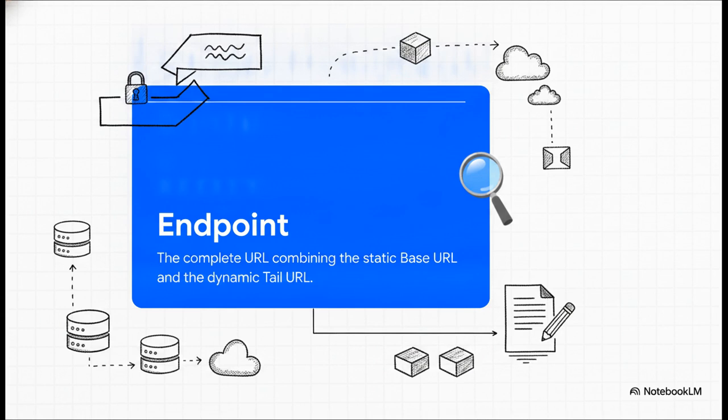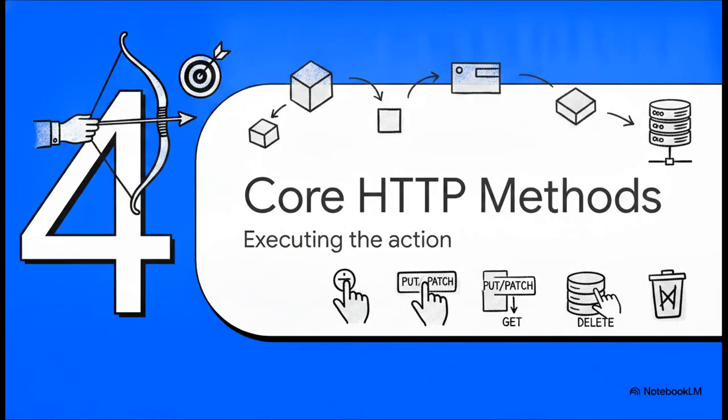And here's a quick pro tip for you. Developers will often only write the tail URL in their documentation, just to save space. But you've got to remember that the true functional endpoint requires combining that base and tail URL in your testing tool. Which brings us to Section 4, the core HTTP methods.